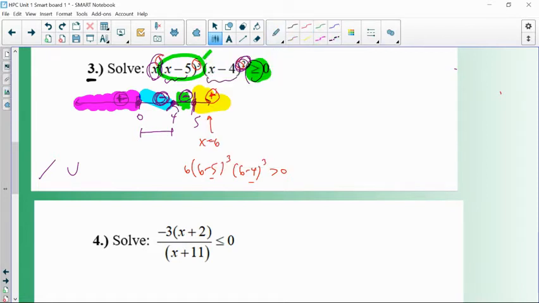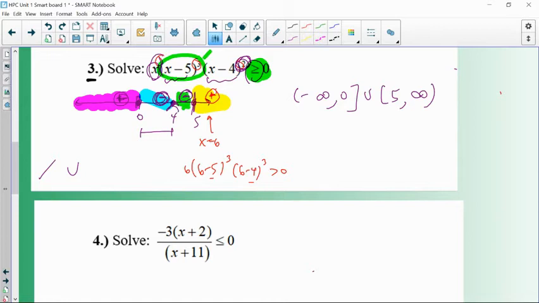So we will give this in interval notation, going from negative infinity up to 0, close bracket. And then union, where else is it positive? Close bracket, 5 to infinity. And then we're almost done.